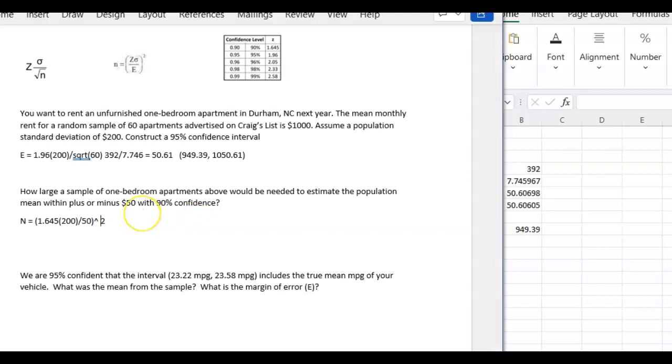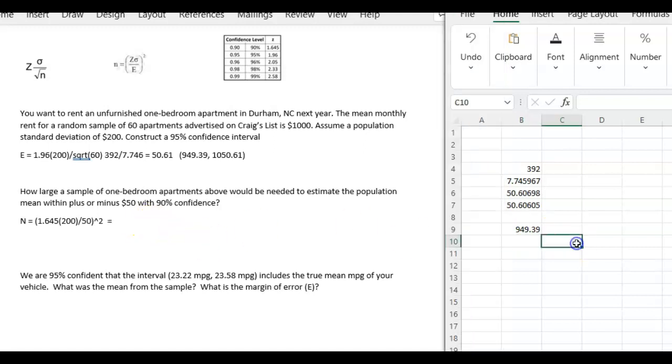So let's just do out the math, and that should give us our sample size. So we have n equals 1.645, and I'm going to multiply that by 200 and divide that by 50, and I get 6.58, and now I'm just going to square that. I'm just going to multiply it by itself. It's just easier to do it that way, and I end up with 43.29, or 43.3 apartments I need to sample.